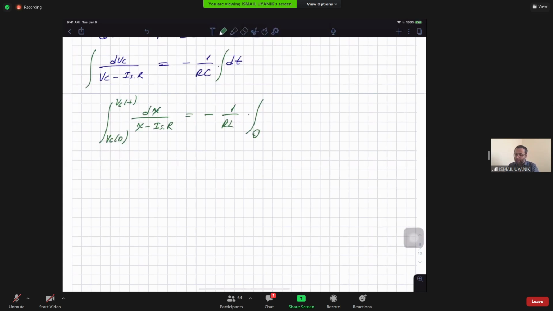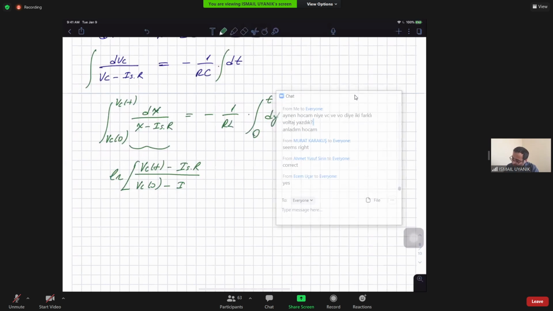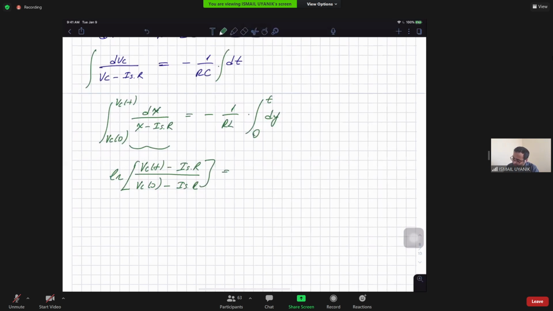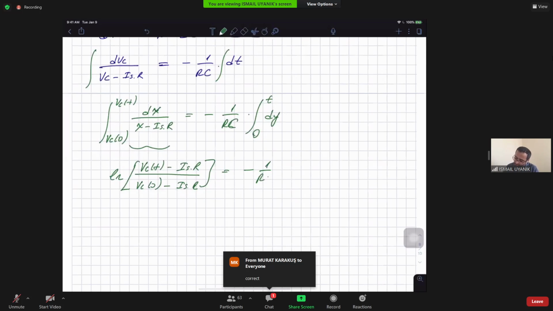So we know that is ln. So this one is going to be ln of... I can simply write this, I will skip some steps, but you can follow the solution. This will be divided by VC0 minus IS times R, right? And then here, this is minus 1 over RC times t. Please verify the calculations I make.